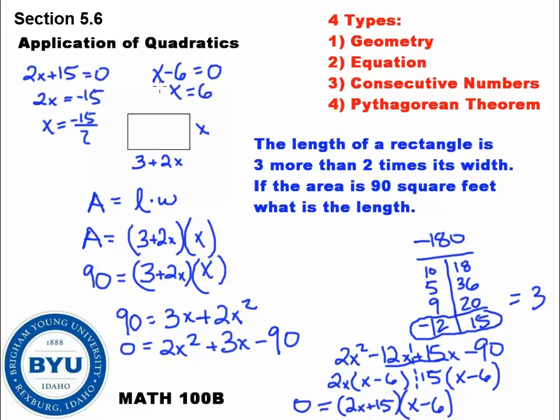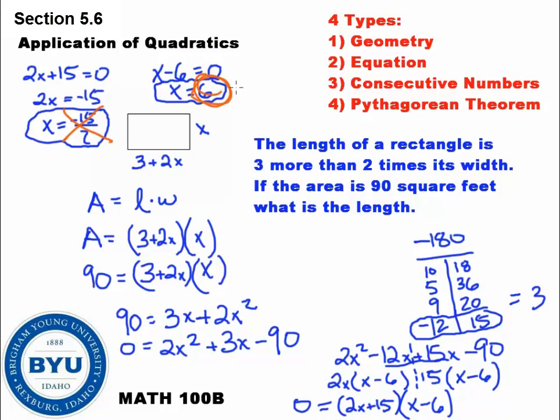So we are left with two answers, just like always. We always get two answers when solving a quadratic. However, when dealing with word problems, we're usually only going to pick one of the answers. That's not always true, but in this situation, we would never use negative 15 halves. It just doesn't make sense. This is a bad answer. You can't have a width of negative 15 halves. So the only answer that makes sense here is 6.